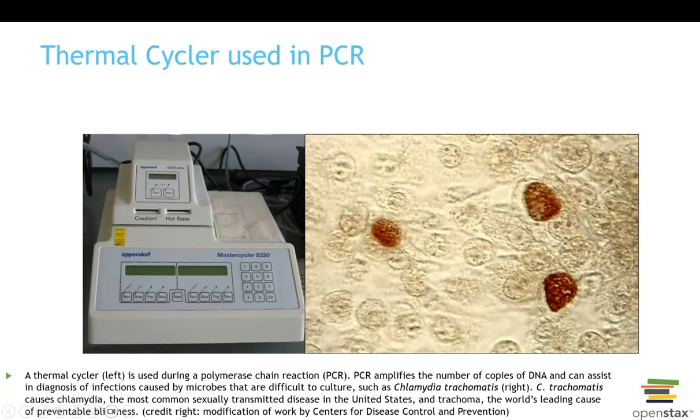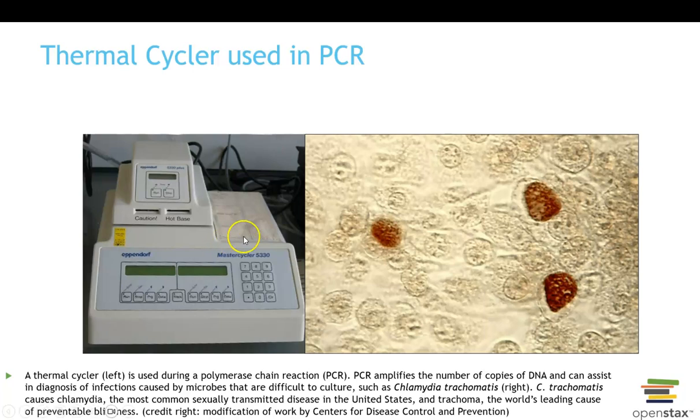So this is a thermocycler, or a PCR machine, that we're going to talk about. We use PCR in order to amplify millions of copies of the DNA of our interest, and then we can use this DNA to do further analysis.